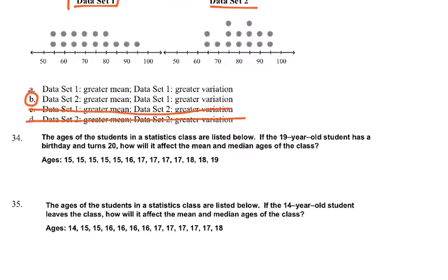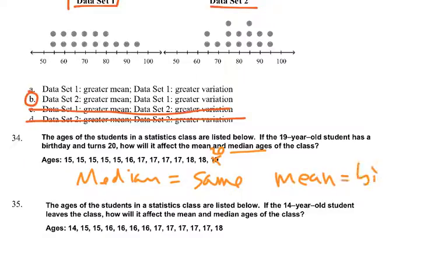Okay, now we're down to a minute, so let's talk about these last ones. So we're looking at 34, and the 19-year-old turns to 20, so that becomes 20. So if we think about that, that's changing that one number higher. That's not going to affect the median. The median will stay the same, but the mean will go up a little bit bigger. Okay? Now, 35, same idea. If this person leaves, well, that's going to affect the median and the mean, right? The mean is going to be higher, and the median could possibly be higher. Okay? So, there we go, guys. That's it.